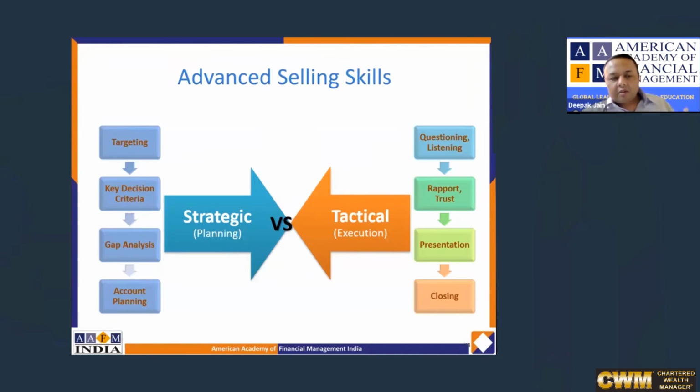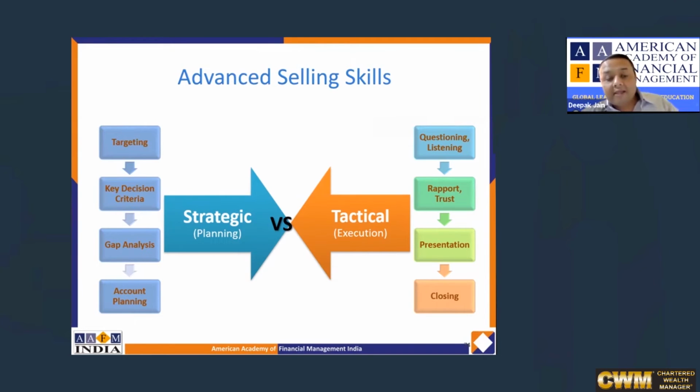So when you are dealing with a customer, there are two parts to the relationship. One is the strategic intent and second is the tactical intent. Strategic is what kind of customers are you targeting? On what basis do they decide? How do you find out the gap between the services they are currently getting and what they want to get? That's the gap analysis. And how do you plan for it?